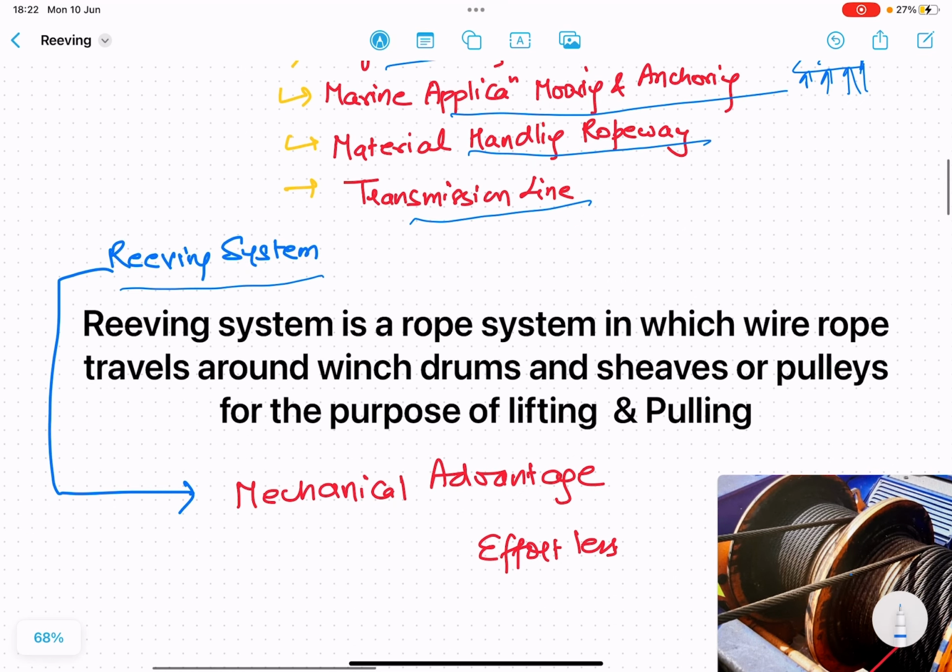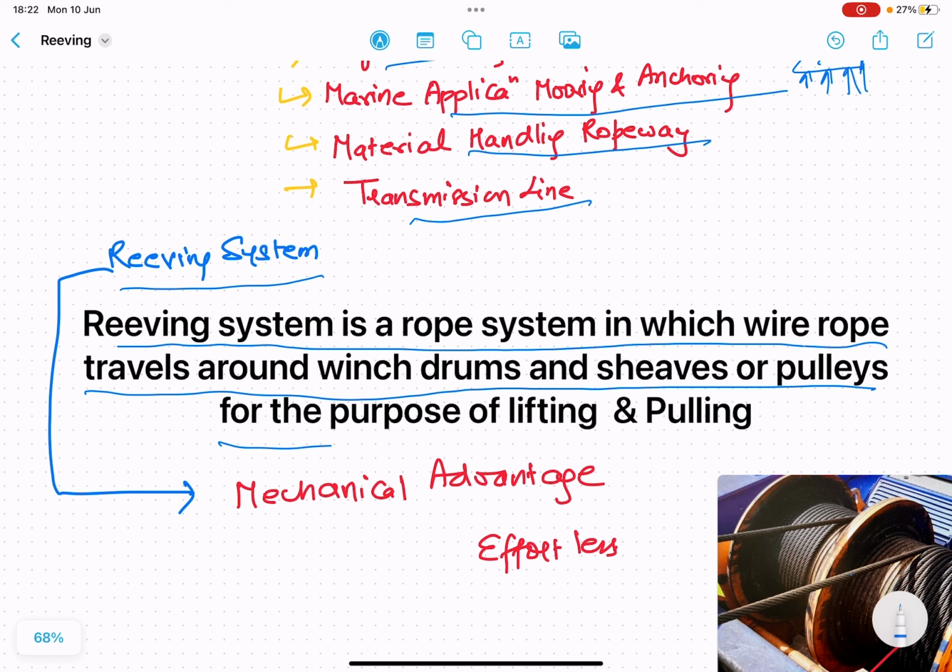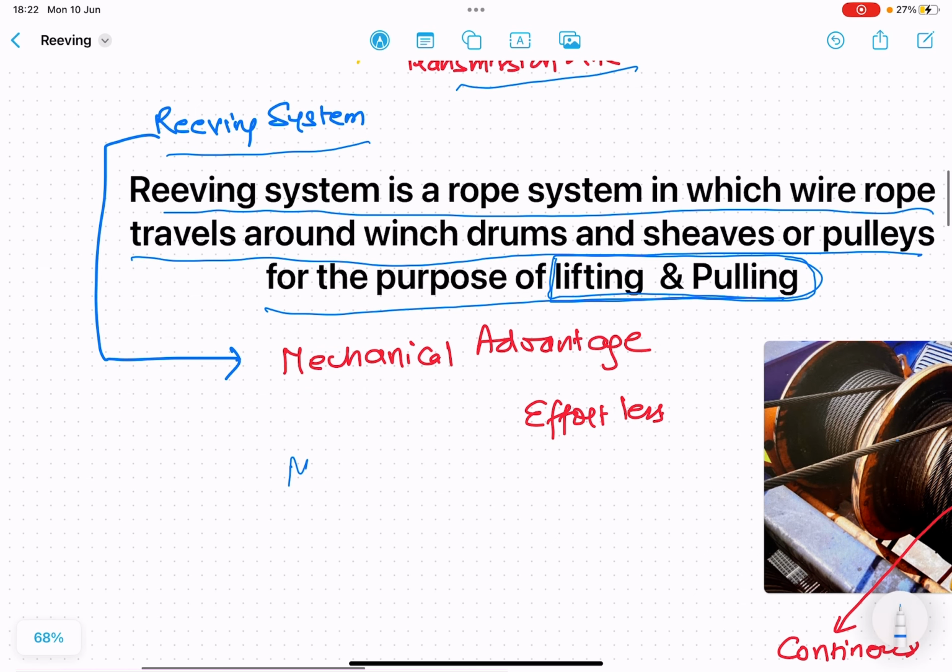So what exactly is a reeving system? A reeving system is a rope system in which wire rope travels around winch drums and sheaves or pulleys for the purpose of lifting and pulling. The purpose is not only lifting and pulling; they also aim to reduce the effort. Basically we have to increase the mechanical advantage, and effort is less. So what exactly is mechanical advantage? It is a simple thing: the weight that you are lifting up and the effort you are applying. That is basically mechanical advantage. The greater the mechanical advantage, the less effort you have to apply to lift the load.